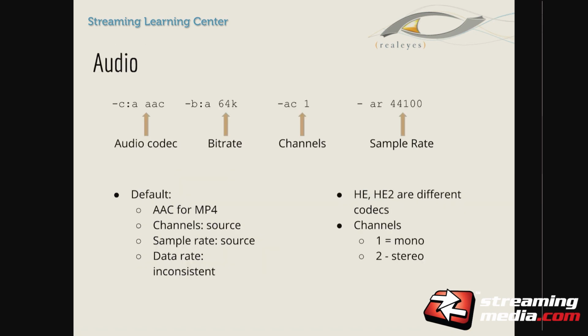And then if you don't specify audio, FFmpeg seems to output 128 kilobits per second audio with the same channels and the same sample rate as the input file. If you want to change the audio in any way, you specify the codec, you specify the bitrate, channels, and sample rate as you see there.